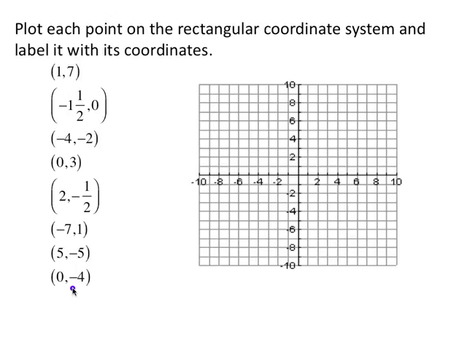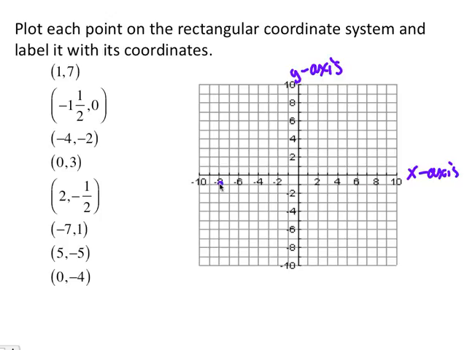We are to plot each point on the rectangular coordinate system and label it with its coordinates. So this is the coordinate system that they're talking about. What it is basically is two number lines. There's one going this way, that one is called the x-axis. And there's one running vertically, that one is called the y-axis.